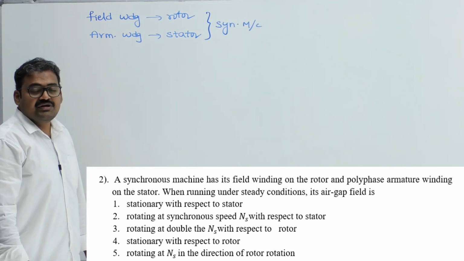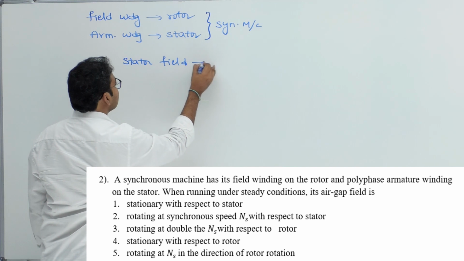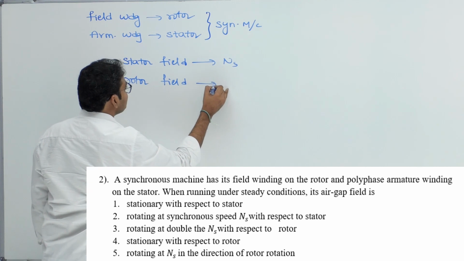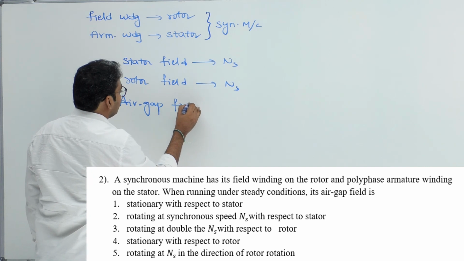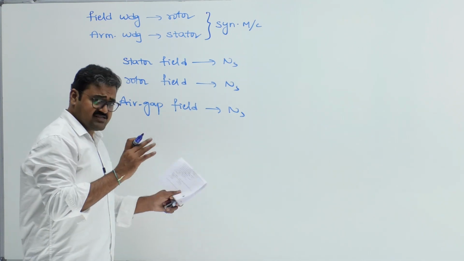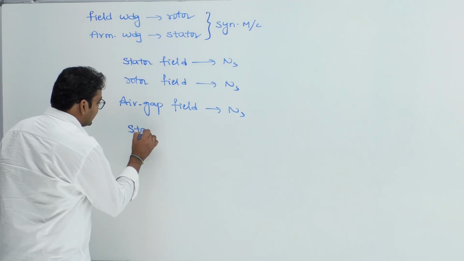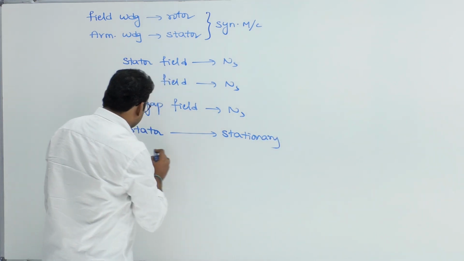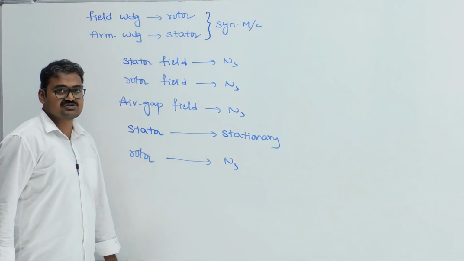This is definitely a synchronous machine concept. And we know in a synchronous machine, the stator field is rotating at how much speed? Synchronous speed. Rotor field is rotating at how much speed? Synchronous speed. Air gap field will also be rotating at synchronous speed. All fields are rotating at the same speed in the same direction, so relative speed is 0 among these three. What about the stator magnetic core? Stator is always stationary. What about the rotor magnetic core? Rotor is rotating, yes or not? At how much speed? Synchronous speed.